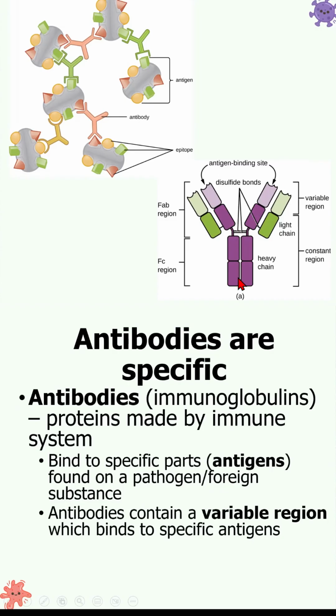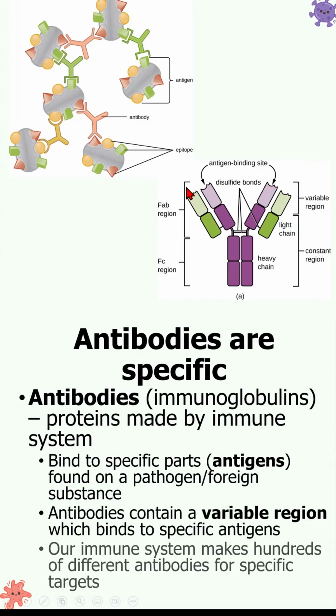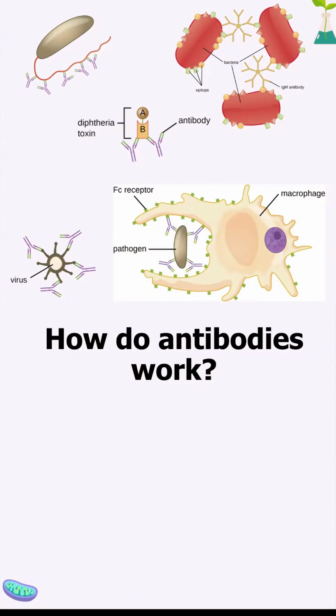antibodies. Here's a picture of an antibody. They have this region called the variable region, which contains the antigen binding site, and it has a very specific shape that allows it to only bind to a very specific antigen. And our immune system makes hundreds of different types of antibodies for different targets. So you can have an antibody that targets the flu virus, another antibody that targets E. coli, another set of antibodies that targets different types of viruses and bacteria that you've been exposed to throughout your life.